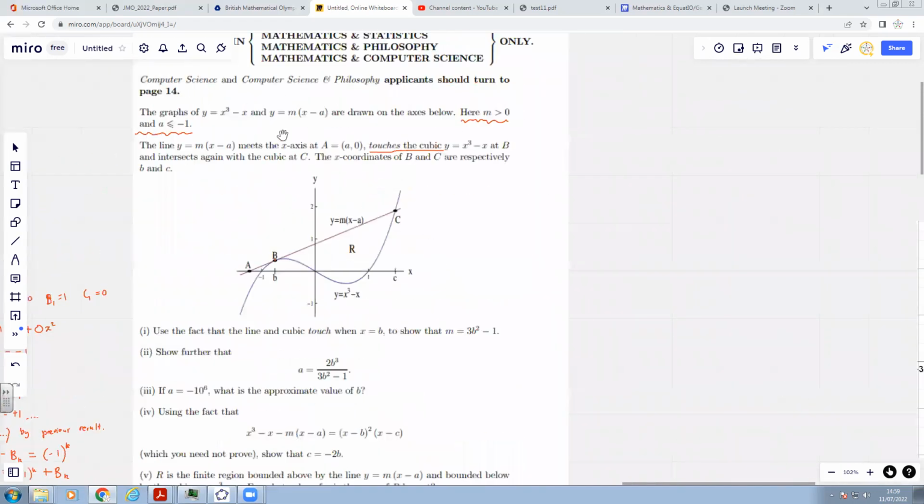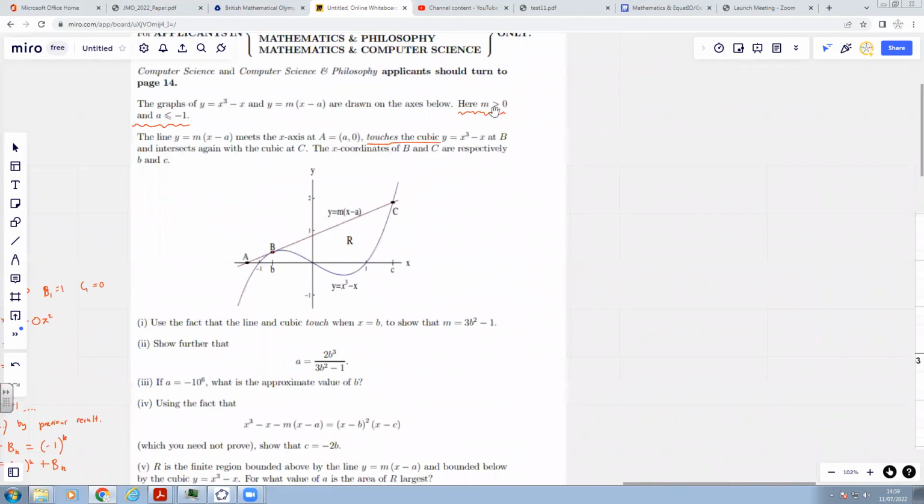Anyway, let's get on with it. Let's actually get into the guts of the question. But there are restrictions on a and m, so this doesn't just roll right the way around the curve as a tangent. It's actually just rolling round this initial part of the curve.